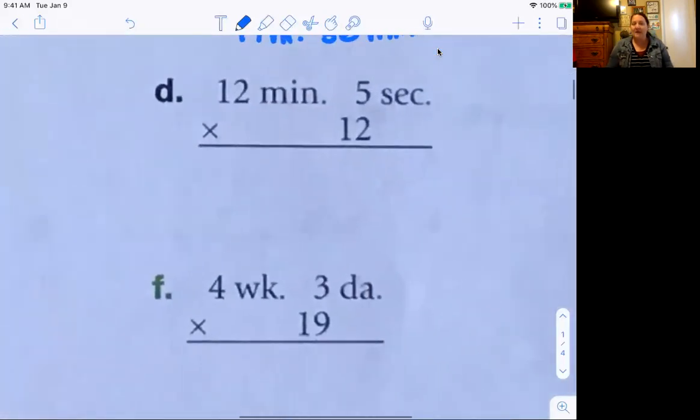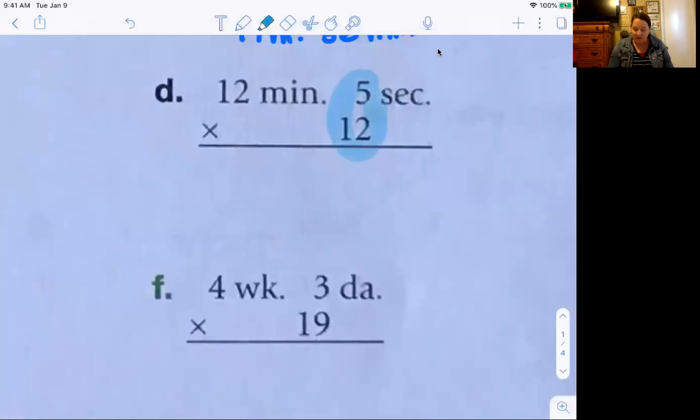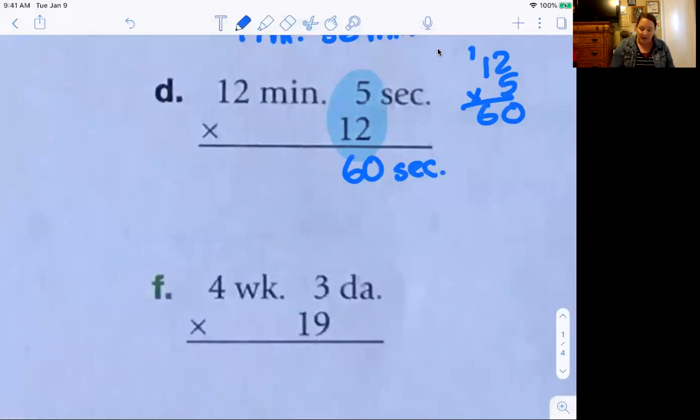Okay. Letter D, 12 minutes, 5 seconds times 12. First thing we do is do 5 times 12. 5 times 12 is 60. We can do it over here just so you can see. 2 times 5 is 10. 5 times 1 is 5 plus 1 is 6. So 60 seconds. And then we have 12 times 12, which is 144 minutes.